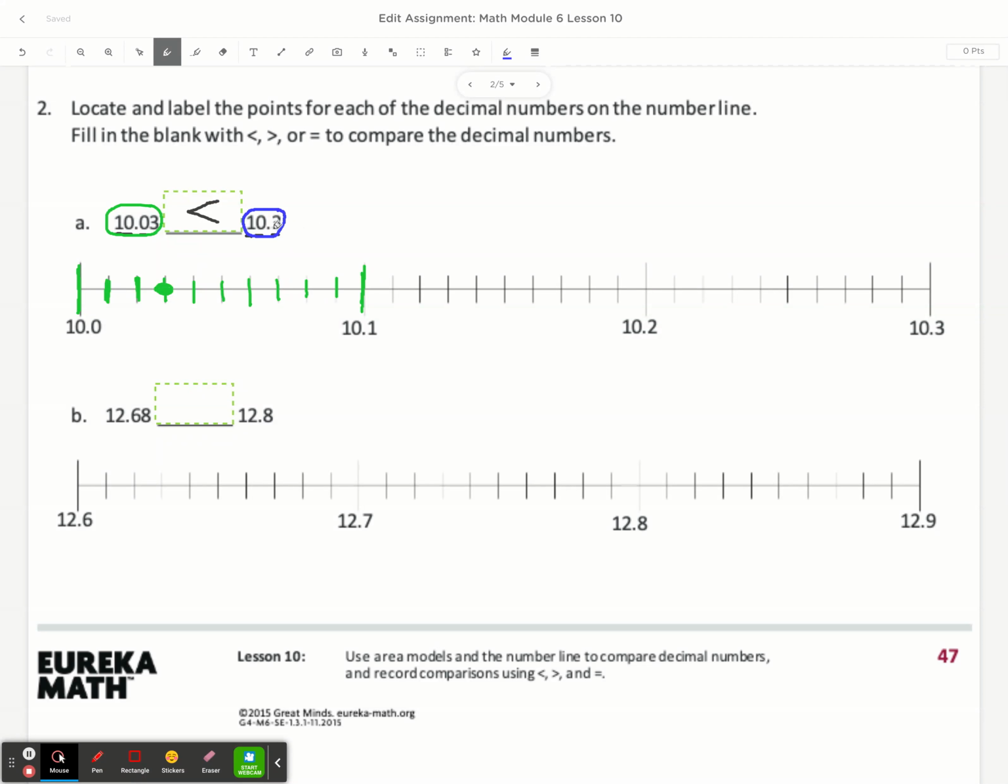And now I'm going to go ahead and show 10.3. Well, if I'm using my eyeballs, I see way down here 10.3 is already labeled for us. So I don't even need to do any counting because it's already labeled. I'm just going to plot my point right down there. And as usual with number lines, whichever number is closest to the right-hand side of the number line is going to be the bigger number.